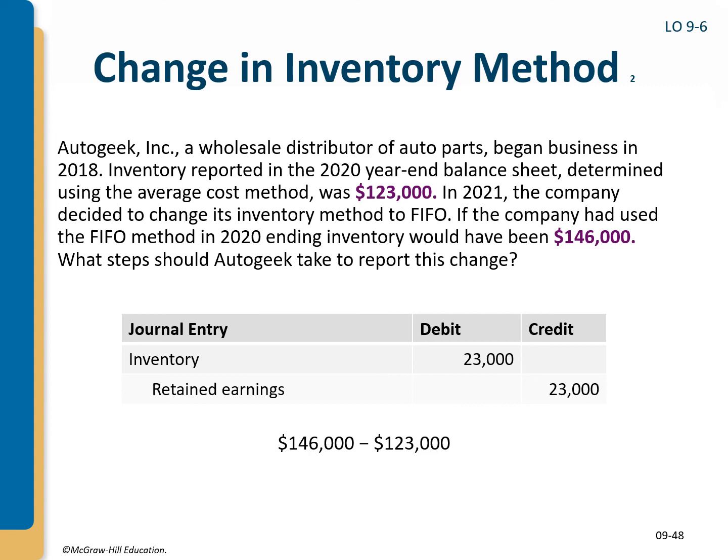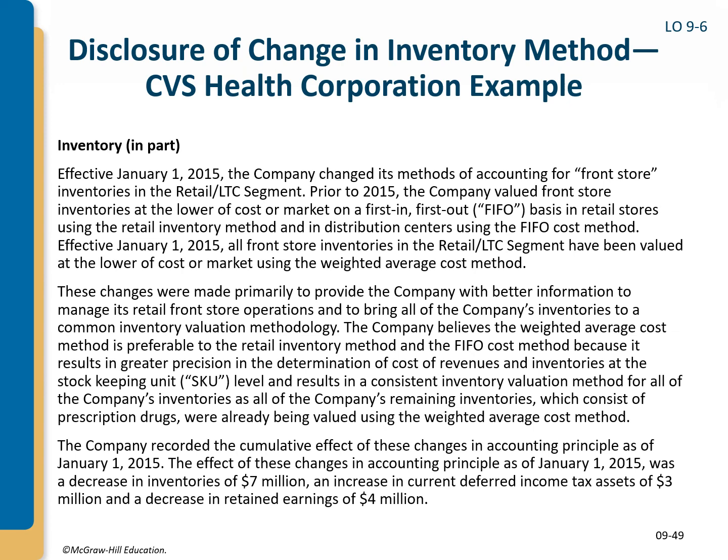Well, they have to debit their inventory $23,000, and credit retained earnings to get their inventory up to the value it needs to be at as of the beginning of the year that you're going to use it. And then they provide a description of what happened. I'm not going to read through all that, but there's a required note.